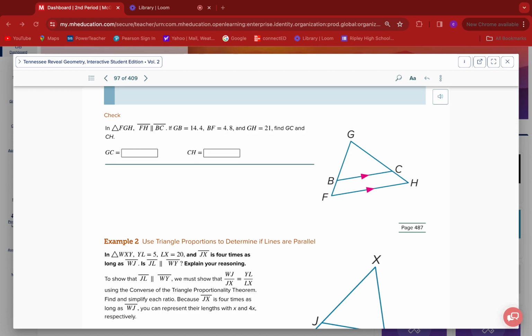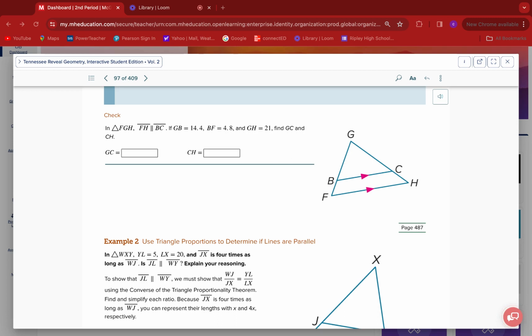So I need to add these two parts together, the 14.4 and the 4.8. I've grabbed my calculator and I'm doing that. So the whole left side from G to F is 19.2. Listen, I can only compare apples to apples and oranges to oranges. I can only compare the whole right side of the big triangle with the whole left side of the big triangle. If it's okay with everybody, I'll find GC first.